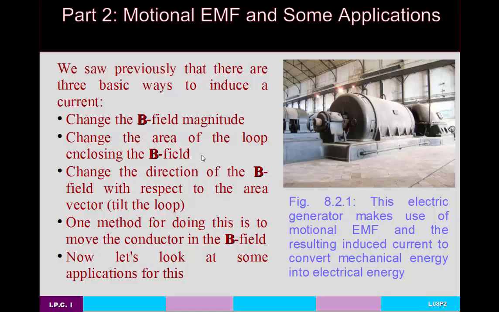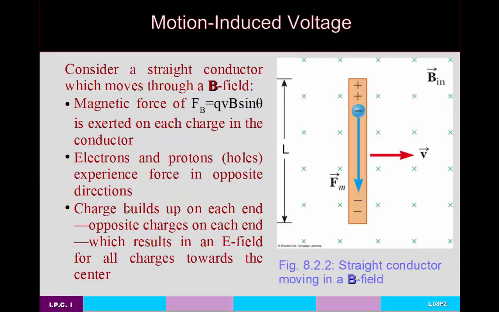One method that you can do one or more of these things is to move the conductor itself within the magnetic field. So I wanted to look at a few applications of this and a few sort of special cases, if you will, of this motional EMF. So the first one of those is motion-induced voltage, and for that we consider a single straight conductor as pictured here, which is going to be moving through a magnetic field.